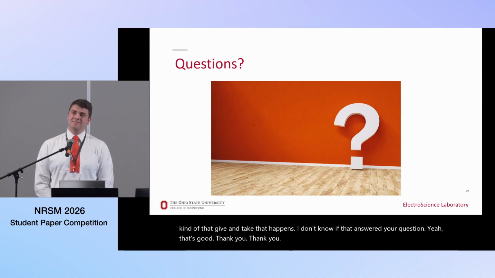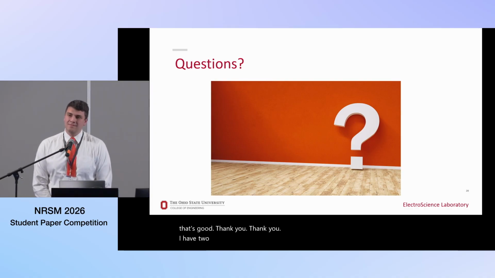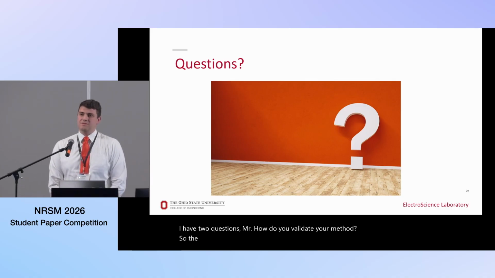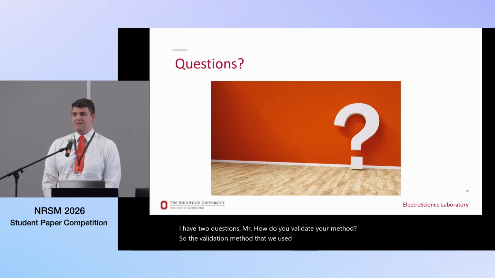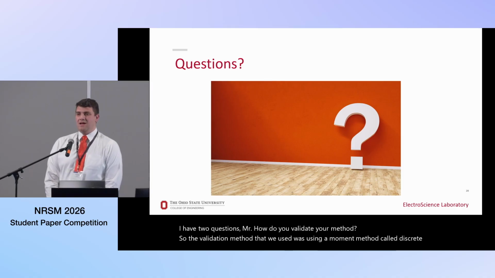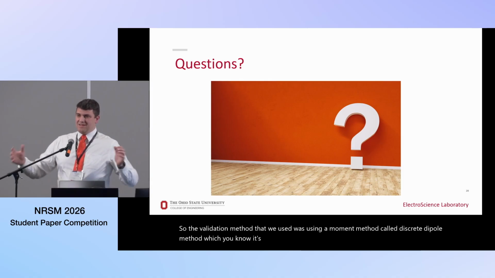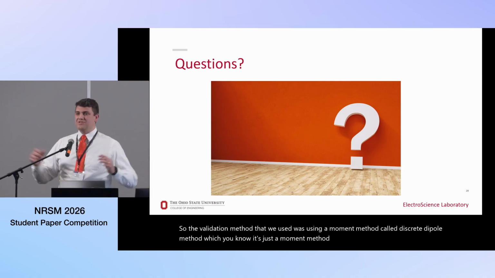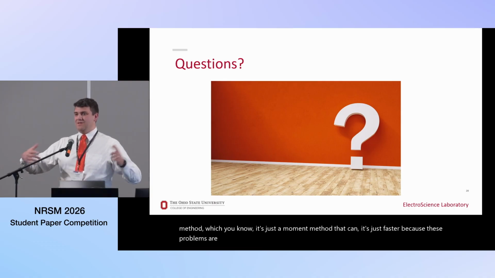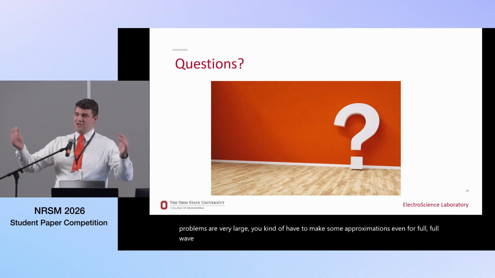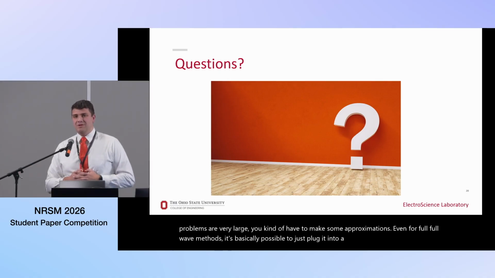I have two questions. First of all, how did you validate your method? The validation method that we used was a moment method called the discrete dipole method, which is just faster because these problems are very large. You have to make some approximations even from full wave methods. It's basically impossible to just plug it into a straight method of moments code.